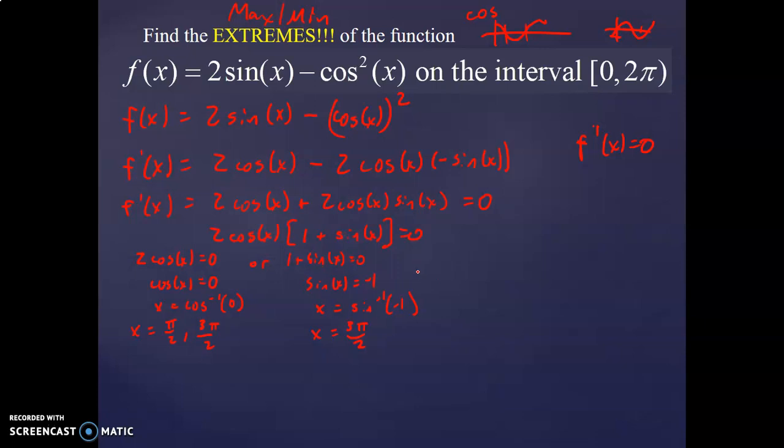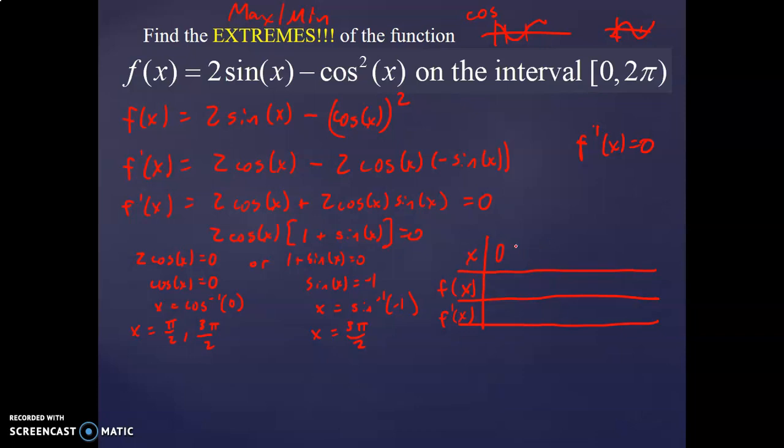So the values that I need to put into my table are 0 and 2 pi at the endpoints, and then pi over 2 and 3 pi over 2 on the interior. So when I make my table of values, I need to have a row for x, and then, well, let's do x on the top. So x, f of x, and then f prime of x.